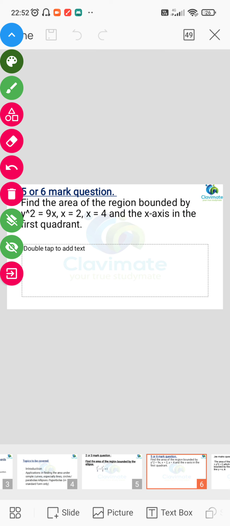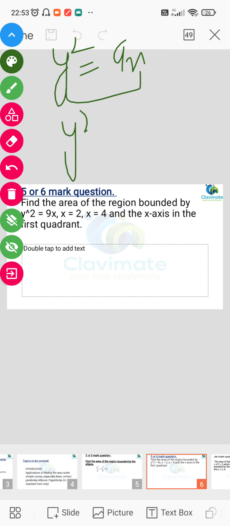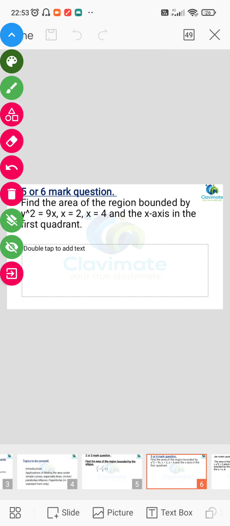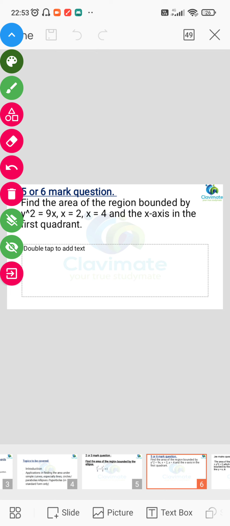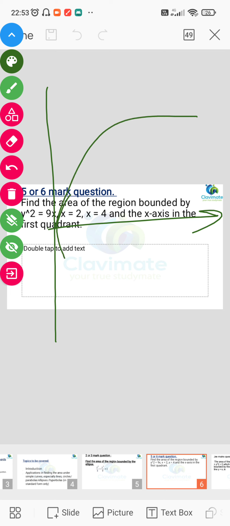Let's draw the figure first. We are given the parabola y square is equal to 9x, so it is of the form y square is equal to 4ax. So this will be like this. As we are given only the first quadrant, it will be like this. So this is our parabola.